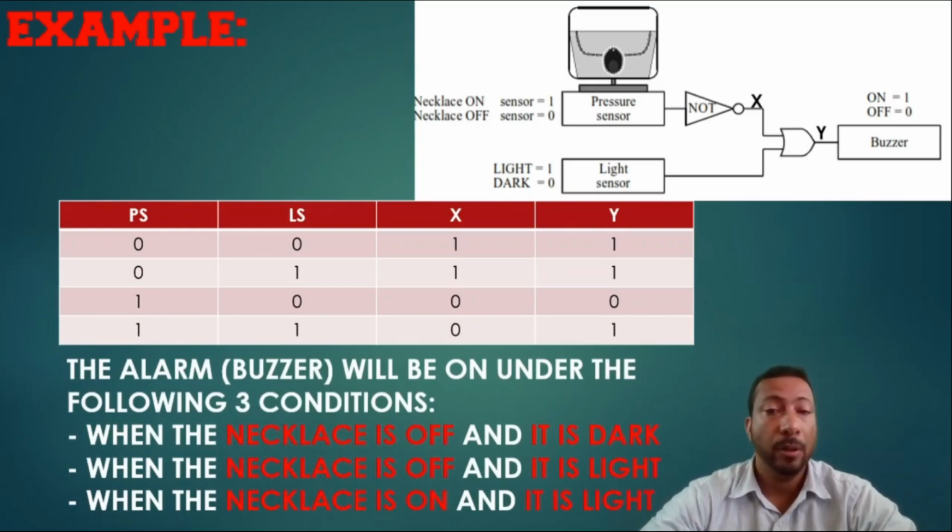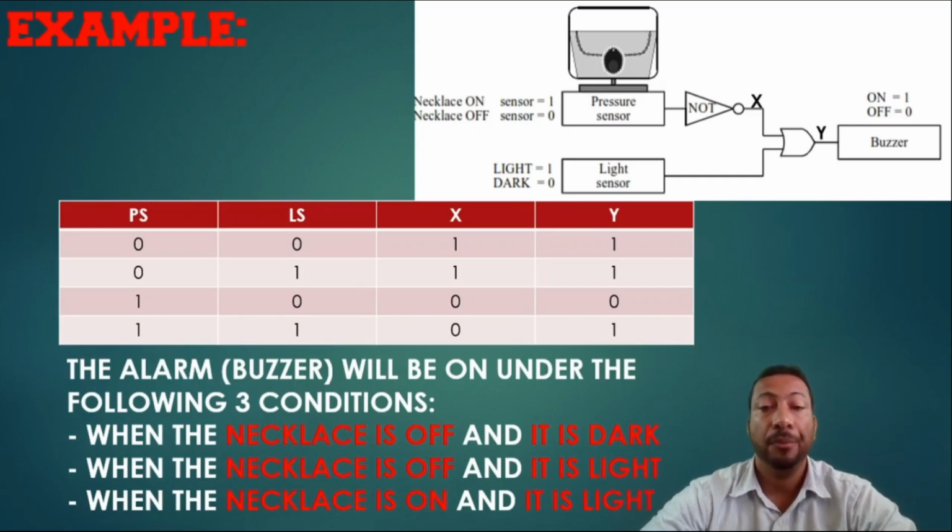So the alarm or buzzer will be on under the following 3 conditions. First off, when the necklace is off and it is dark. So that would mean that it is nighttime, the store is closed, everybody has gone home for the day, and somebody has gone in and taken the necklace off of the pressure sensor. So in that instance, you would want the buzzer or the alarm to go off.